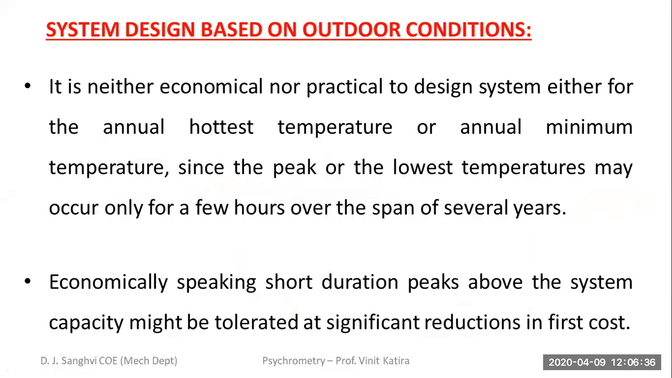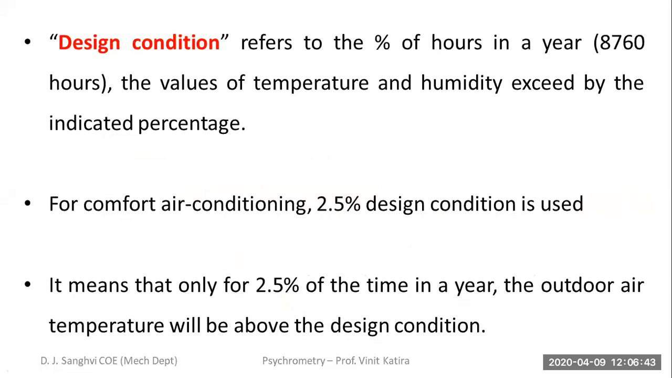So we had also discussed the system design based on the outdoor design conditions, and we had come to a conclusion that around 2.5% design condition is used for comfort air conditioning. 2.5% means only 2.5% of the time in the year the outdoor temperature will be above the design condition. Okay.